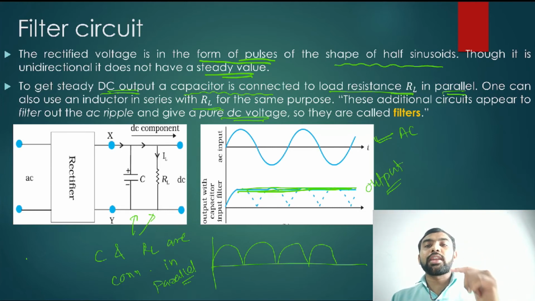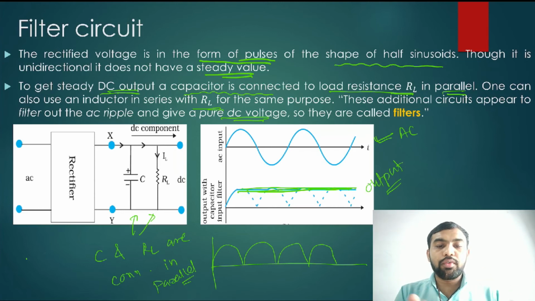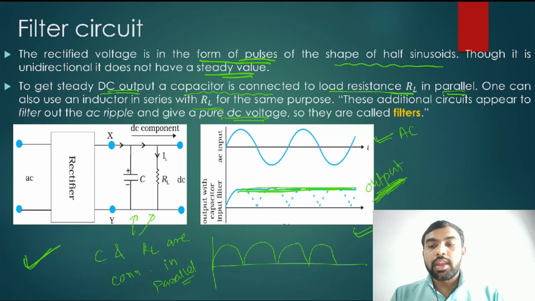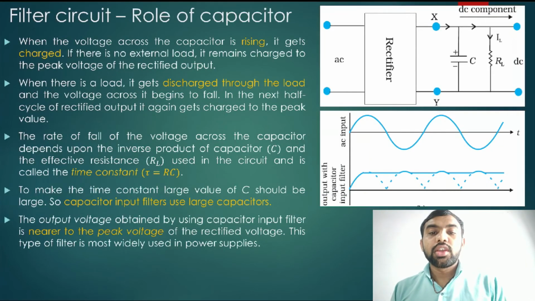In the case of the filter circuit, maybe a capacitor is connected with the resistance in parallel, maybe an inductor is connected with the resistance in series. Okay, so this is the case. So this type of filter circuits are used. And this is the output for the filter circuit. Now how the filter circuits work, why it is converted into steady current, let's see in the next one.